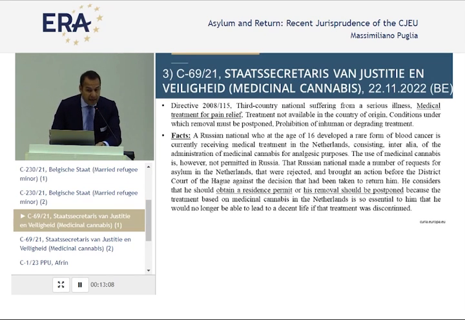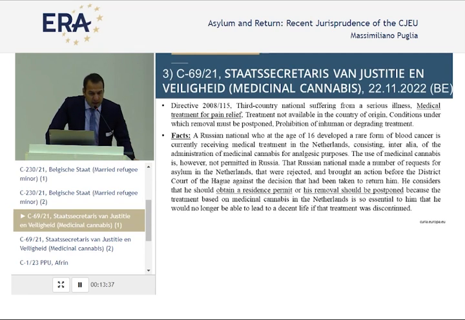The third case is again a case brought before the Court of Justice by a Belgian judge. It concerns a specific case, the interpretation again of the Return Directive, read in conjunction with Articles 1 and 4 and Article 19, paragraph 2 of the Charter.